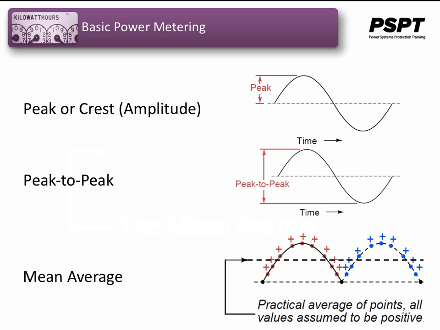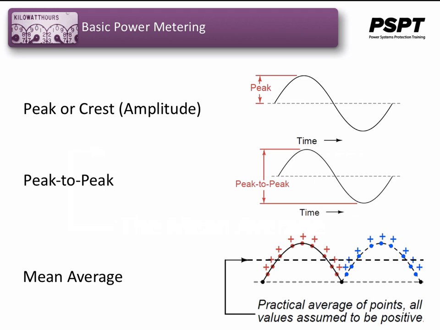So far we have looked at three ways that we can measure the intensity of an AC waveform, whether that be current or voltage. We can simply measure the peak or the crest or the amplitude of that wave, or we can measure a quantity that is peak to peak, or we can take the mean average as a quantity that measures the intensity of the AC wave.